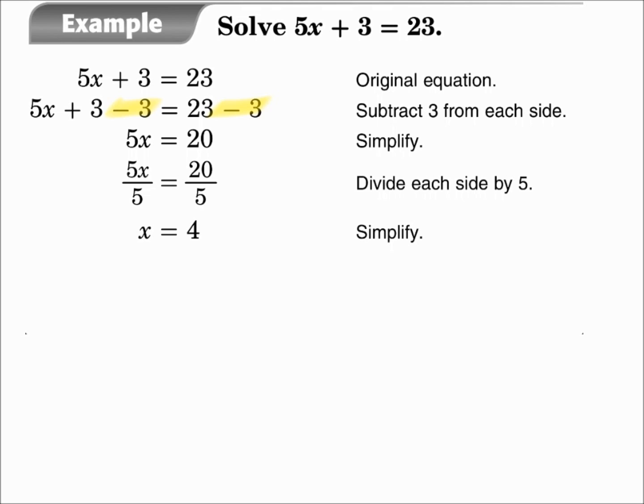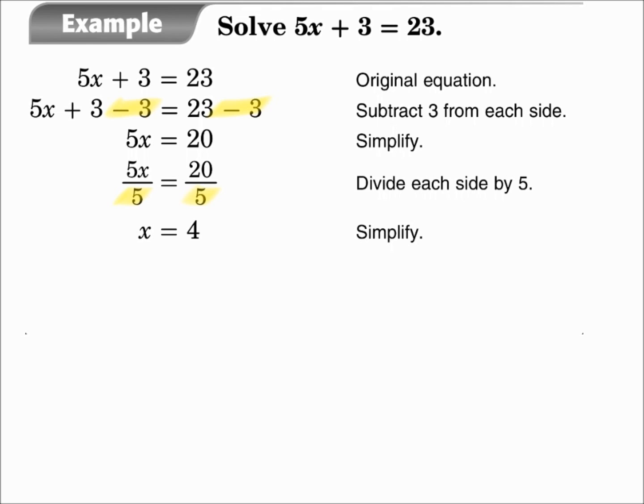3 minus 3 is 0 on the left. 5x plus 0 is 5x. And 23 minus 0 is 20. You still have a 5 with the x. That's 5 times x. Do the opposite and divide both sides by 5. 5 divided by 5 is 1, and 1 times x is x. 20 divided by 5 is 4. Always do the opposite operation to move a number to the other side.